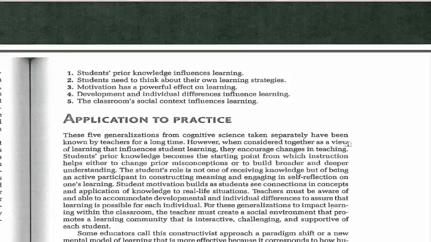So, if you see a test question that says, what is the idea of constructionism? You know it's Piaget, and you know it's those 5 topics right there. That your prior knowledge influences your learning. You need to think about your own learning strategies. Meta, there it is. Motivation has a powerful effect on learning. Motivation, big key right there. Development and individual differences influence learning: the way you develop, all the little differences you have in your life. And the classroom social context influences learning.